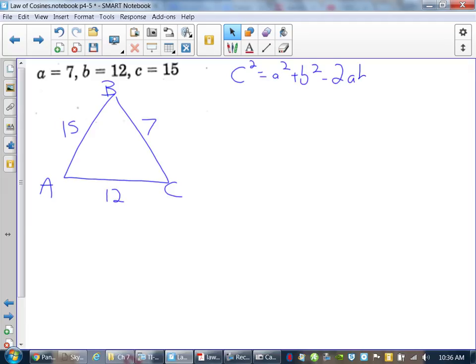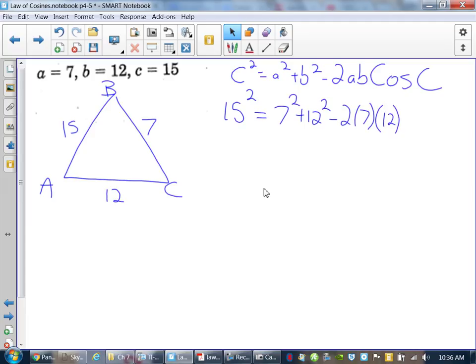I told you you don't have to memorize this, right? I won't bother studying for it then. A is what, 7 squared? 12 squared. See, this is the one where you get the negative value. Yeah, and that's okay.